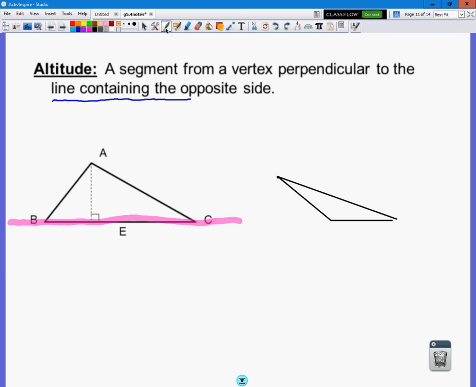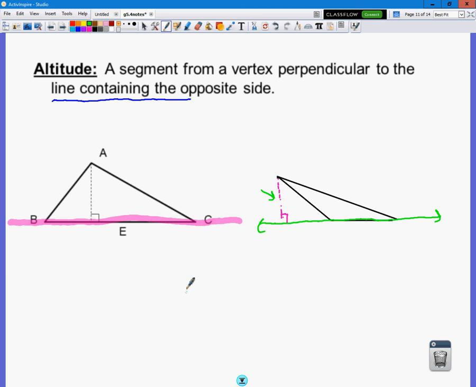However, if I drew an obtuse triangle, and I wanted to look at the altitude of this triangle, it could be on the outside of the triangle, because it says it's perpendicular to the line that contains the opposite side. Well, this would be the line that contains the opposite side, so this would also be an altitude. This one's on the inside, this one's on the outside.